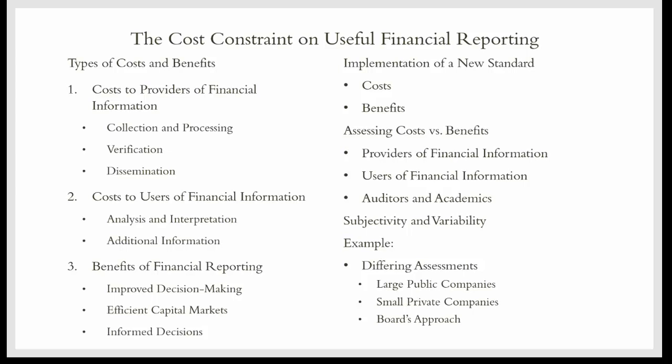Large public companies might find it easier to absorb the costs of new reporting requirements due to their extensive resources and sophisticated financial systems. Small private companies might find the same requirements disproportionately burdensome due to limited resources and simpler financial operations. Board's approach. The board might introduce scaled requirements where smaller entities have different, perhaps simplified reporting standards compared to larger entities, ensuring relevance and feasibility across the spectrum.